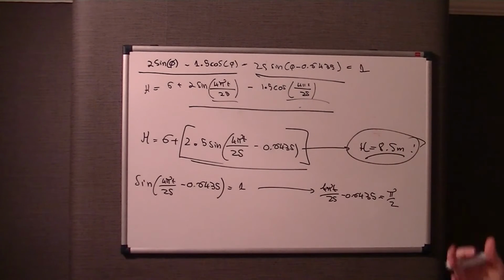Okay, so then it's just a case now of rearranging that. So you times add 0.6435.